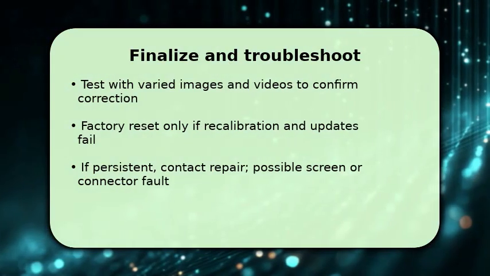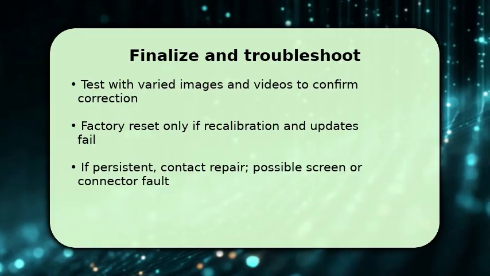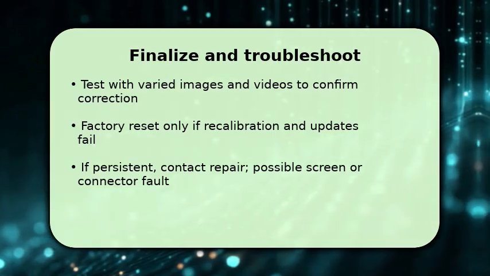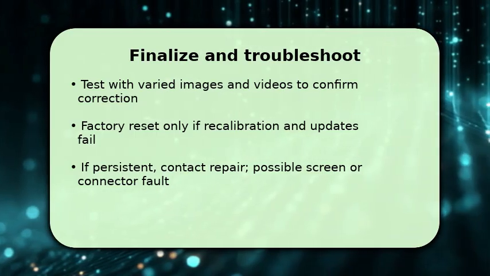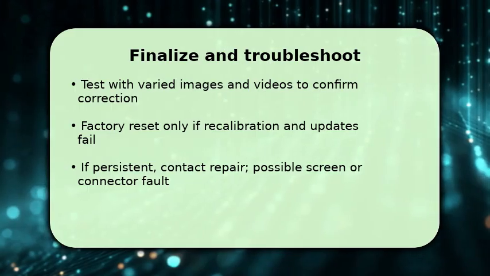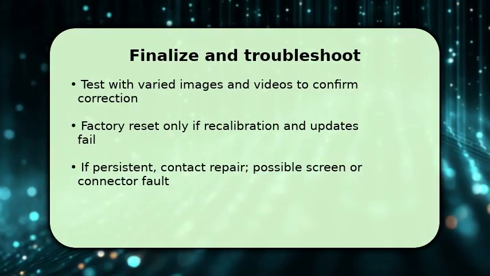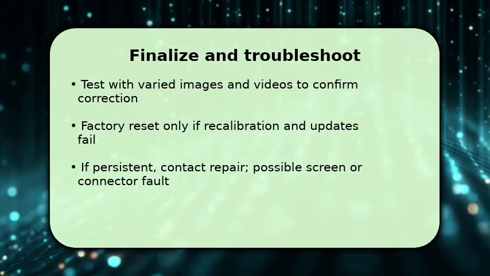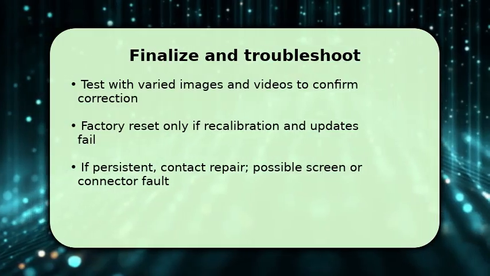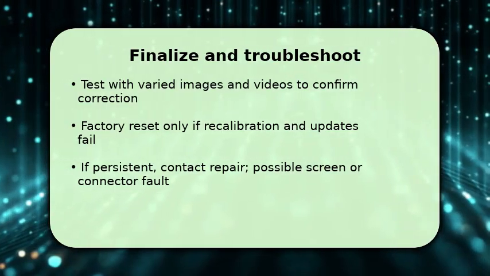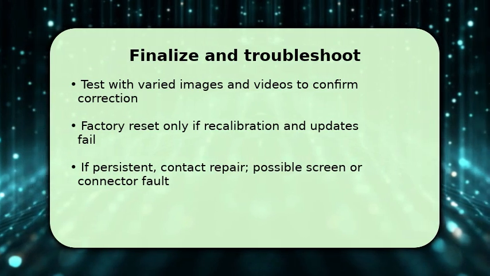Finish by testing with multiple images and videos at different brightness levels to confirm consistent, natural colors. Once satisfied, lock settings and observe for a day. Transient glitches can reappear. If colors remain off, perform a factory reset as a last software step, but make sure you've backed up data. If the problem persists after reset, the likely cause is hardware. A failing display panel or loose connector, contact a repair service. One tip: document the issue with photos to show technicians exactly what you see.